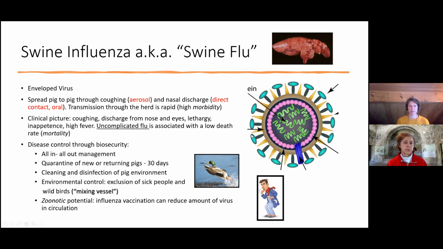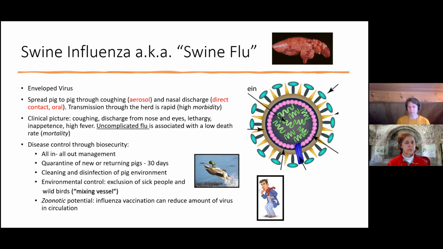Swine influenza is typically spread pig to pig through coughing, so that would be aerosol transmission, and nasal discharge, so that encompasses both direct contact and oral transmission. And transmission through the herd tends to be pretty quick. So you'll notice most of the herd is coughing and has a fever, isn't feeling well. So we call that a high morbidity when a lot of the population is affected. Clinically, what you might see in a herd is most of the herd is coughing. They'll have clear discharge from the nose or the eyes. They'll be really pretty tired and slow, not eating well, and typically will have a high fever.